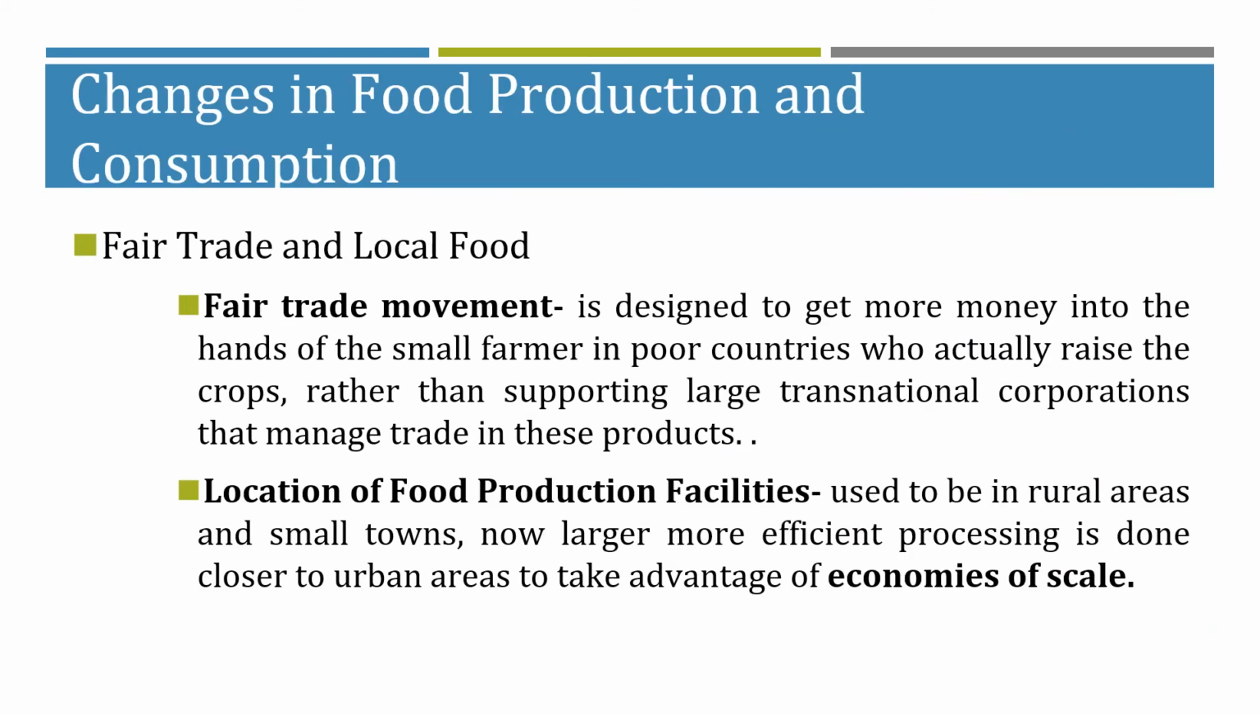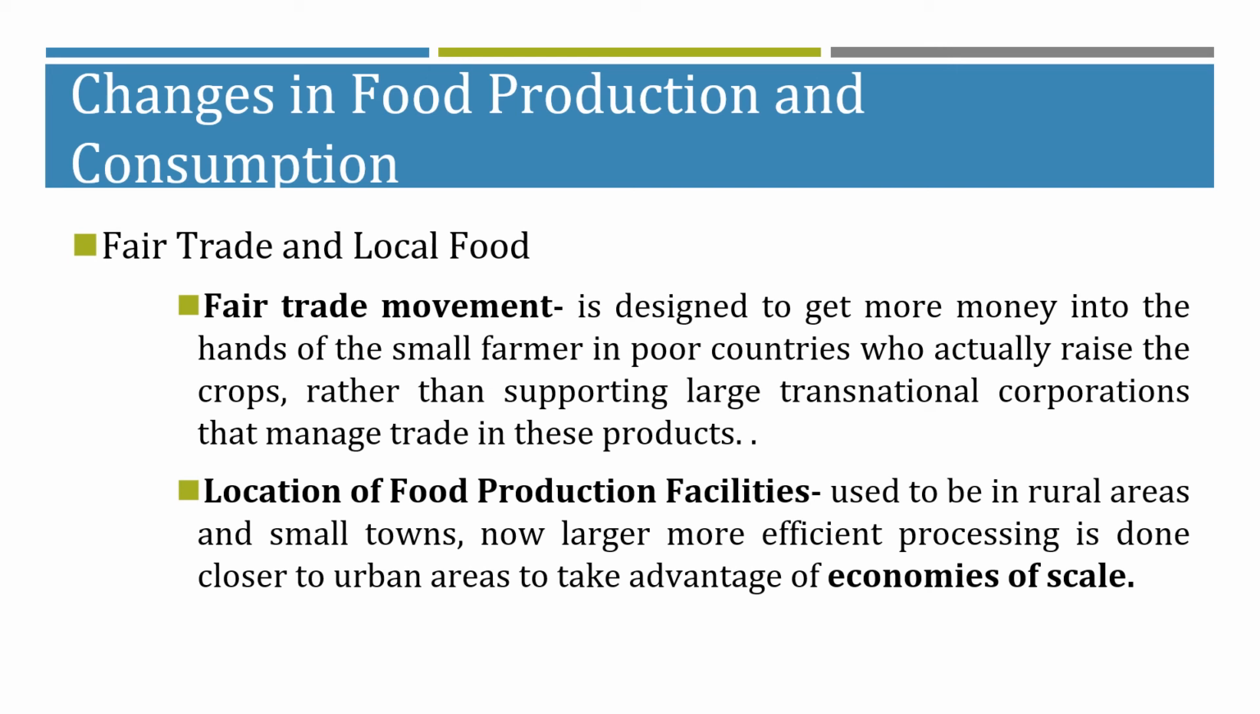So we've seen changes in food production and consumption. We've seen a big push towards what is known as the fair trade movement. The fair trade movement is designed to get more money into the hands of small farmers in poor countries who actually raise the crops rather than supporting large transnational corporations that manage the trade in these products. I mentioned this in chapter 13's notes as well.